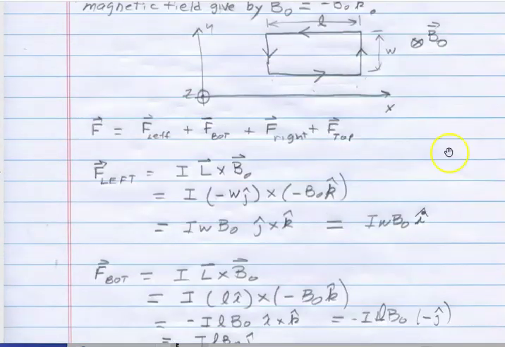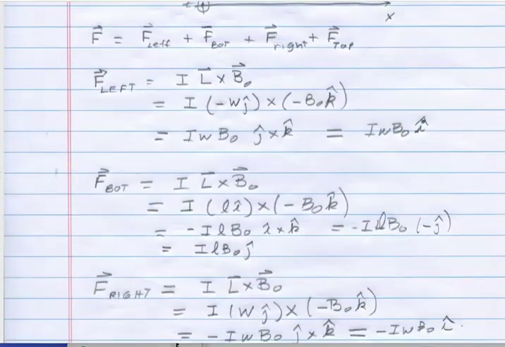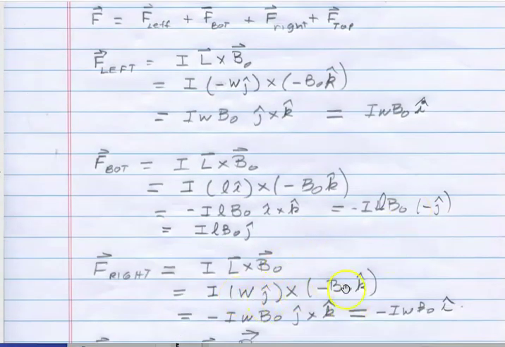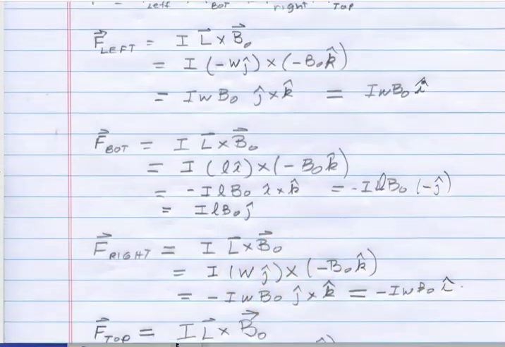Same thing for the bottom. I L vector cross B naught. The only thing that's changed is the L vector, which is L in the i hat direction. So that's the only thing that changes on each one of these. So on the bottom, it's L i hat. On the right side, it's going to be W j hat. Again, you can use the rules to get that.